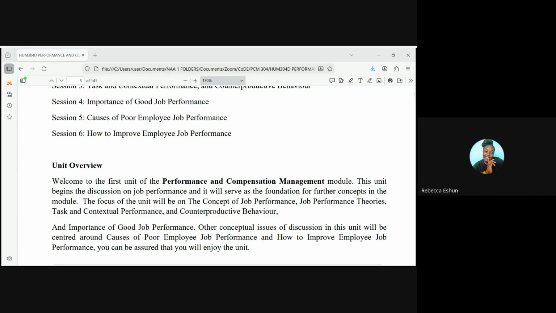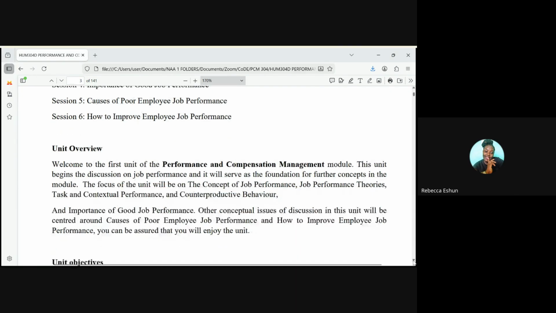Okay. Unit overview. Welcome to the first unit of the performance and compensation management module. This unit begins the discussions on job performance, and it will serve as the foundation for further concepts in the module. The focus of this unit will be on the concept of job performance, theories, task and contextual performance, and counterproductive behavior, and importance of good job performance. Other conceptual issues of discussion in this unit will be centered around causes of poor employee job performance and how to improve employee job performance. You can be assured that you will enjoy the unit.